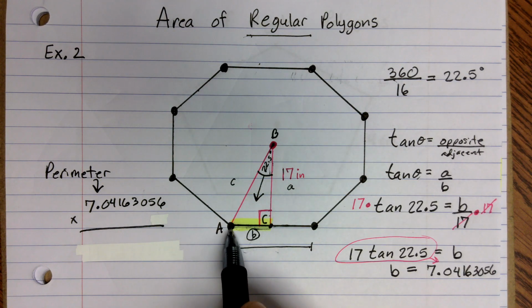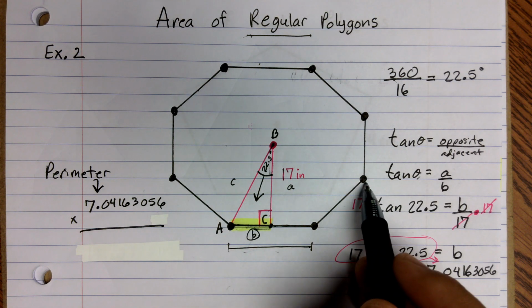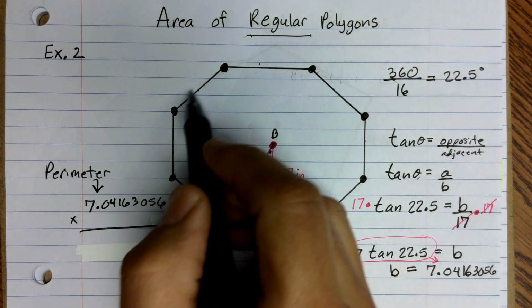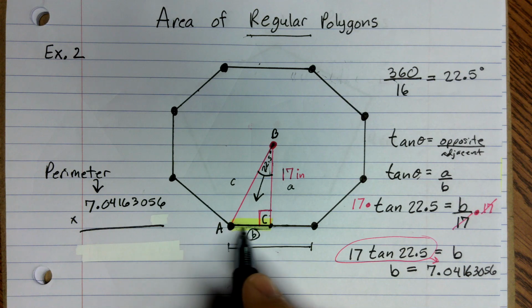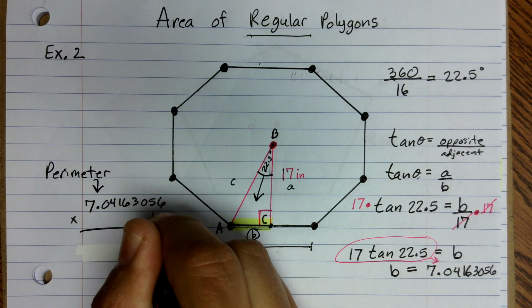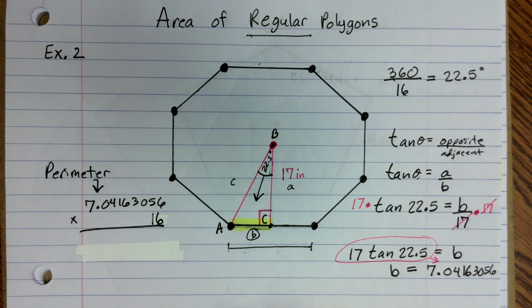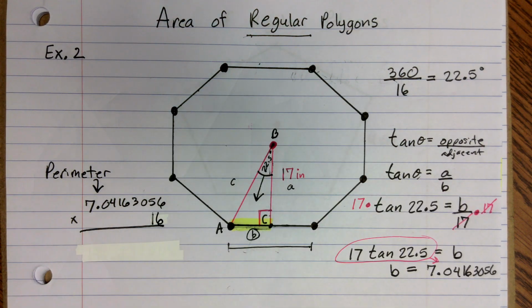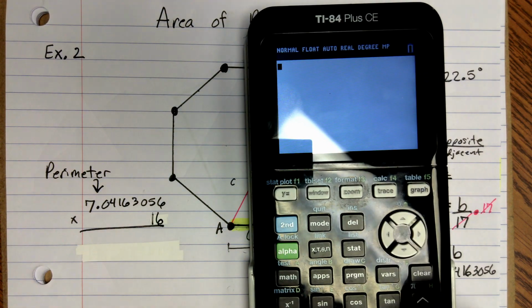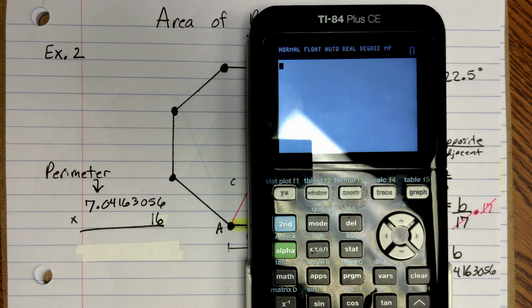So if I want to find the perimeter, in other words, the distance around this entire polygon, I'm simply going to multiply this half a side of it by 16. And that'll give me the entire distance around this shape right here. So I'm going to go ahead and put that into my calculator real quick, and we'll see what the perimeter is.